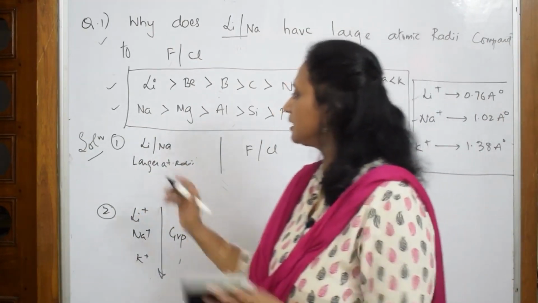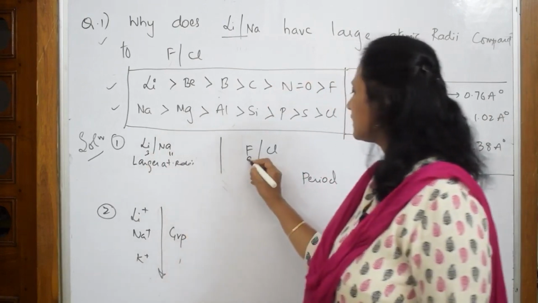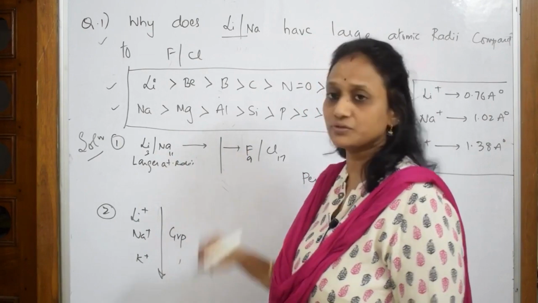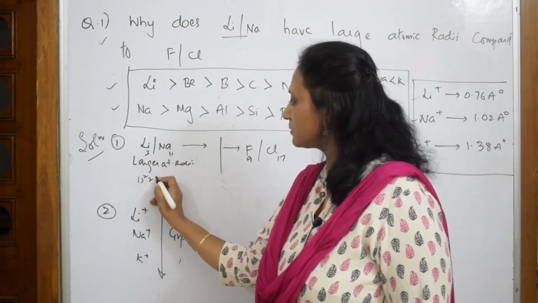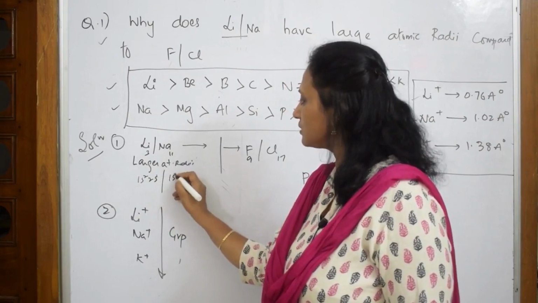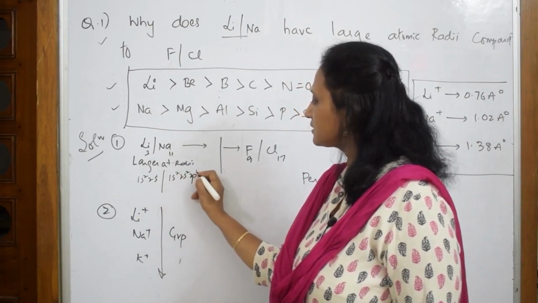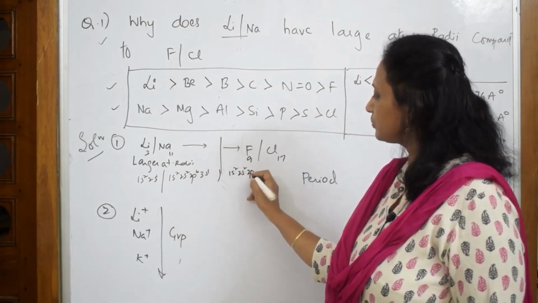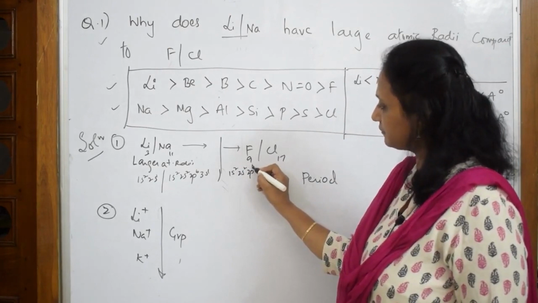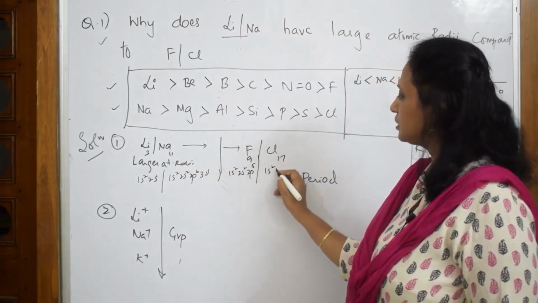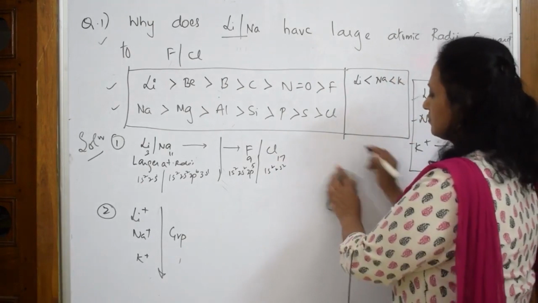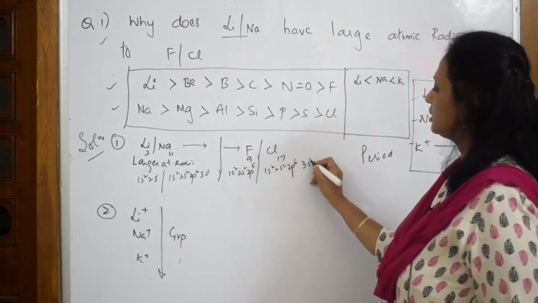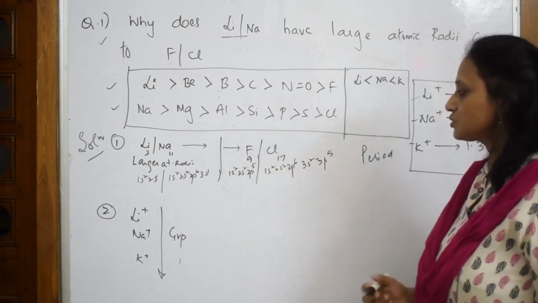Lithium has atomic number 3, then 11, this is 9, and this is 17. Now this is left to right. So lithium is 1s2, 2s1. Sodium, 1s2, 2s2, 2p6, 3s1. Fluorine, 1s2, 2s2, 2p5. Chlorine, 1s2, 2s2, 2p6, 3s2, 3p5. Done. Now, what are you observing?